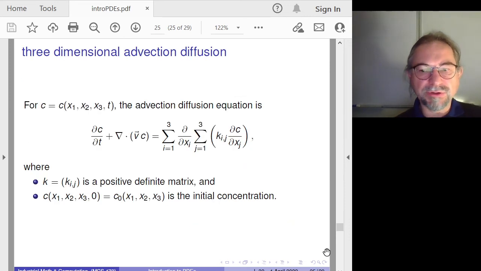Here is now the general model. So we have the positive constant replaced by a 3 by 3 matrix, and that matrix has to be positive definite. That is a matrix that, if you compute its eigenvalues, then all eigenvalues will be positive. And there is still an initial concentration there. So this is the generalization to more dimensions of the advection diffusion equation.